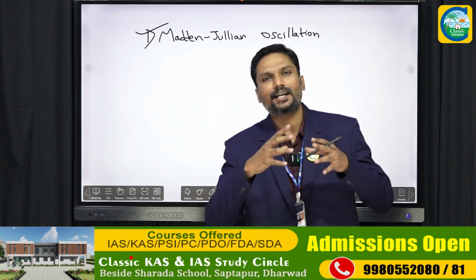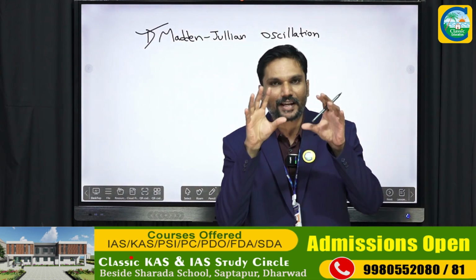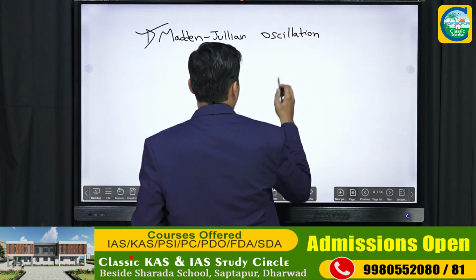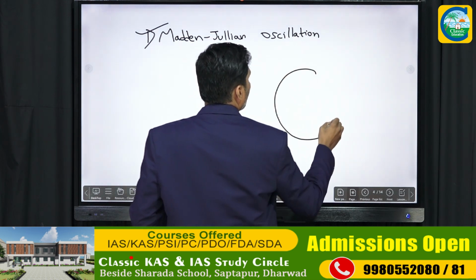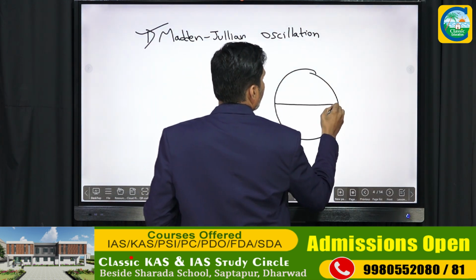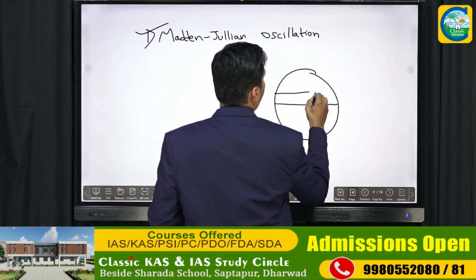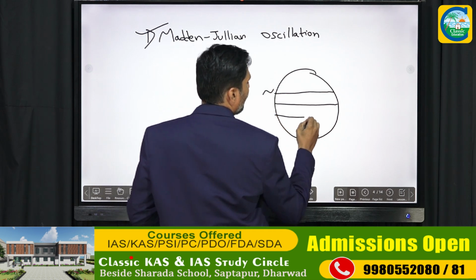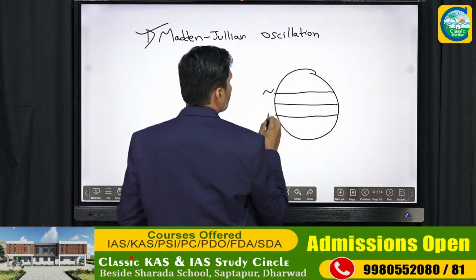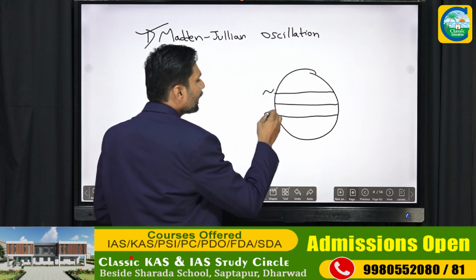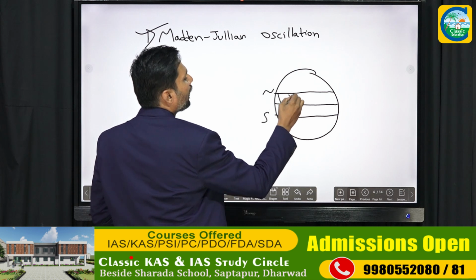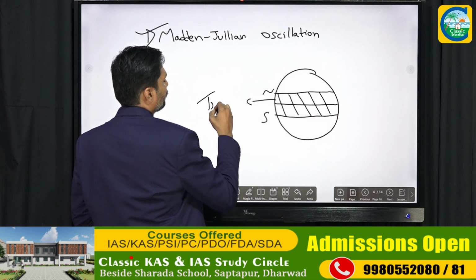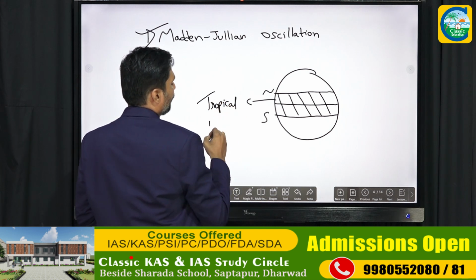Madden-Julian oscillation is an atmospheric phenomenon, right? It generally takes place in the tropical region of our globe. When I use the word tropical region, you will have to understand that this is the equator at the center, and then at 23.5 degrees north we have the Tropic of Cancer. Then at 23.5 degrees south we have the Tropic of Capricorn, and the region which falls between these lines is called the tropical region.